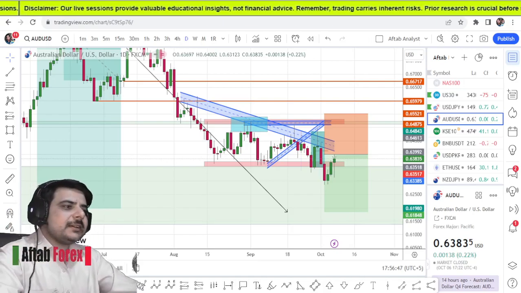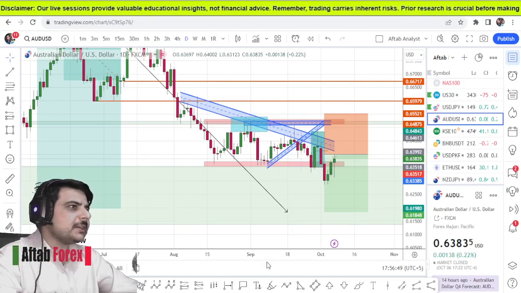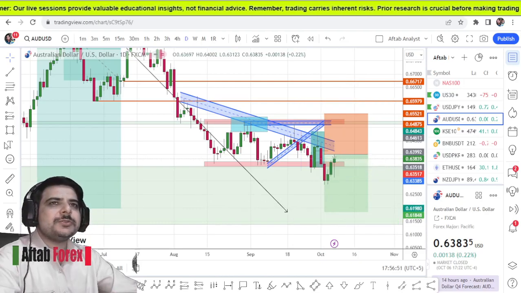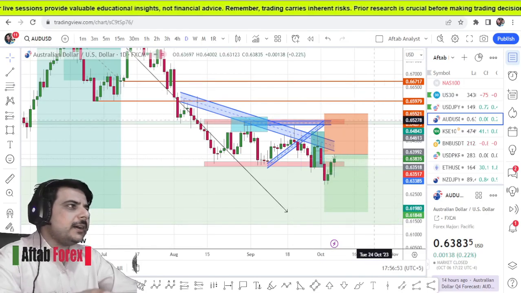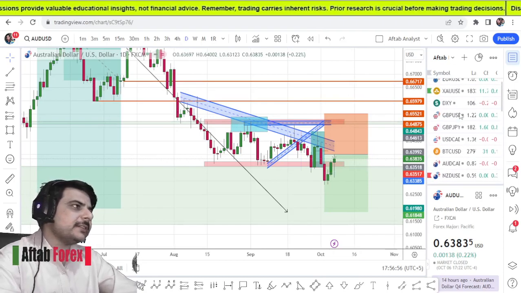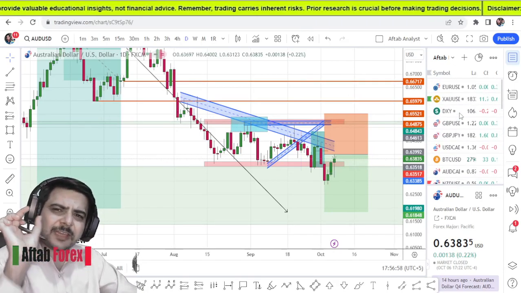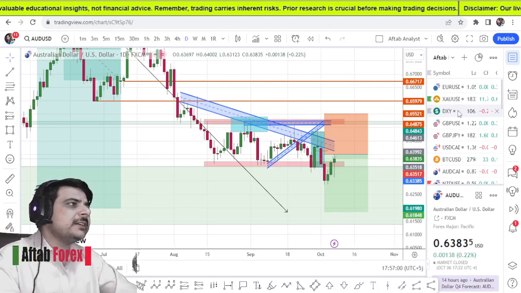So right here in front of me, this is Aussie US dollar, but for now let's have a look at the dollar index, because this is a very key indicator for us.